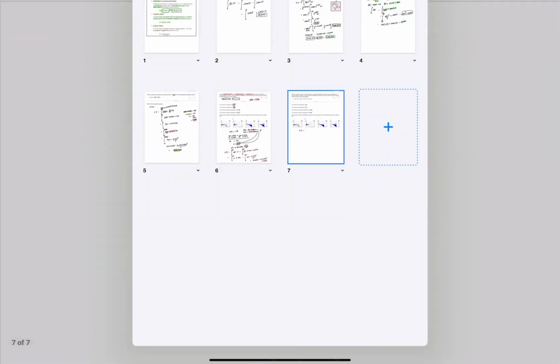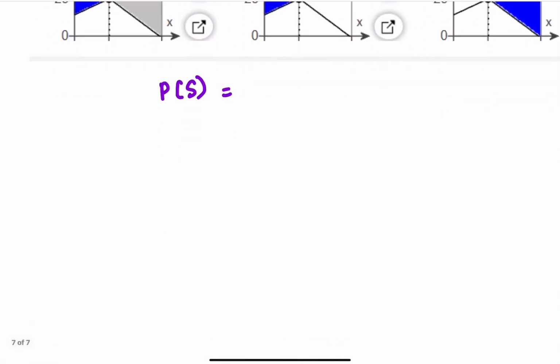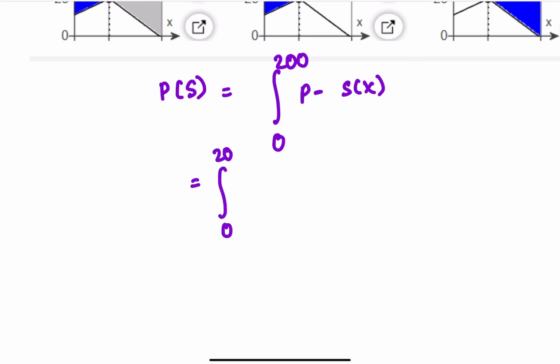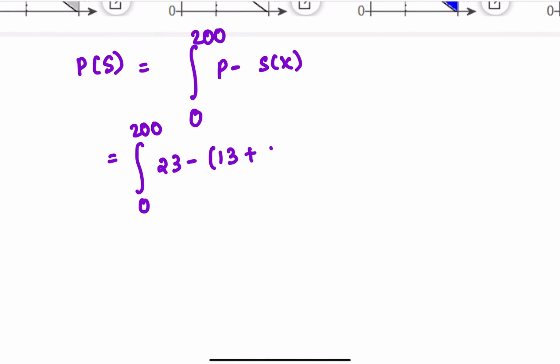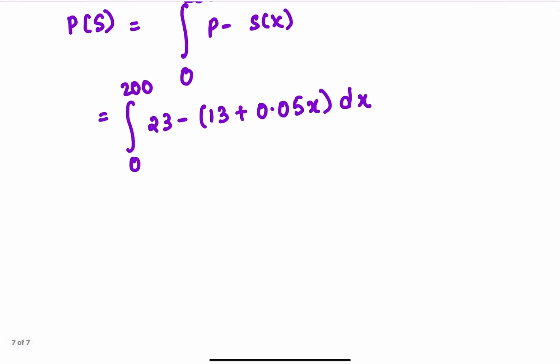So let's go back here. A producer's surplus is going to be the integral from 0, again, all the way up to 200. That's what the demand is. P minus S of X, which is the integral from 0 to 200 of 23 minus, what was my S of X? Yeah, minus 13 plus 0.05x dx. Again, when I simplify this, this is 0 to 200, 10 minus 0.05x dx.